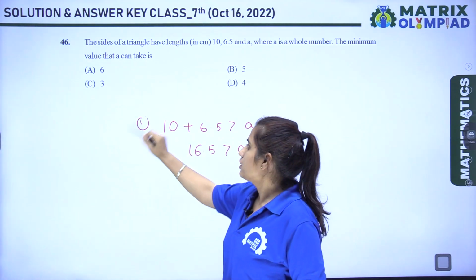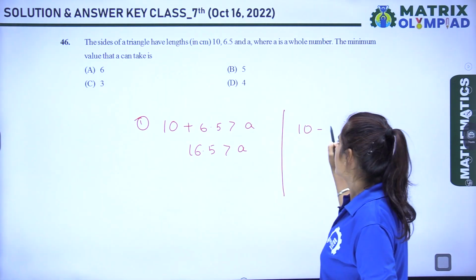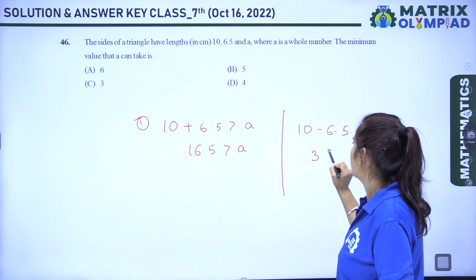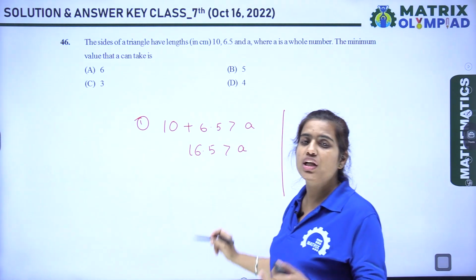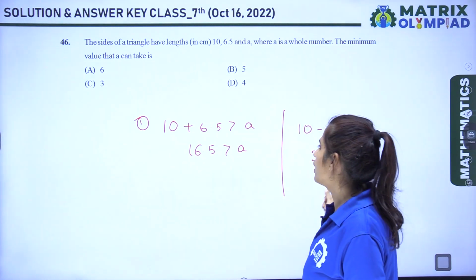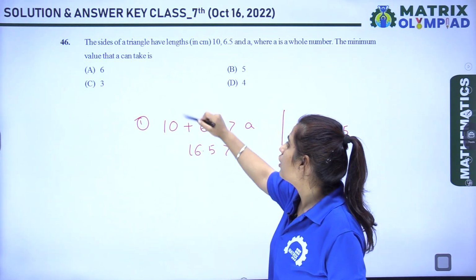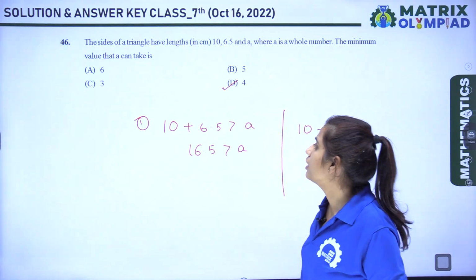And next, let's subtract these both. 10 minus 6.5, we get the answer 3.5. It means the value of A will lie between 3.5 to 16.5. So here, out of these four options, we have option D.